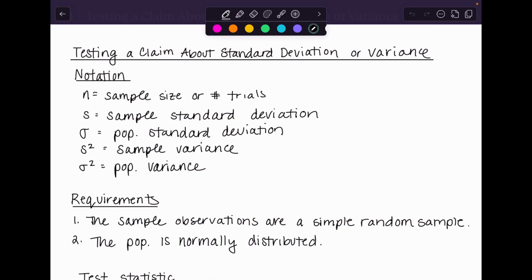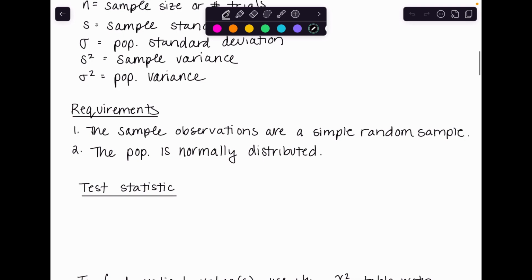Your sample observations have to be a simple random sample again. And remember when we were dealing with standard deviation and variance, we had that strict requirement that the population has to be normally distributed, because as a result, it gives us something that's chi-squared. So we're going to need to use the chi-squared distribution for everything. So for our test statistic, we're using that chi-squared distribution. The way we find that is n minus 1 times the sample variance divided by the population variance.